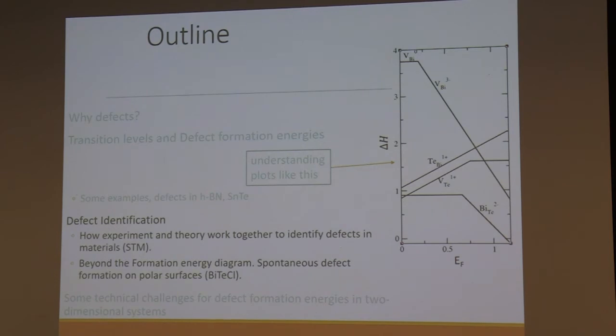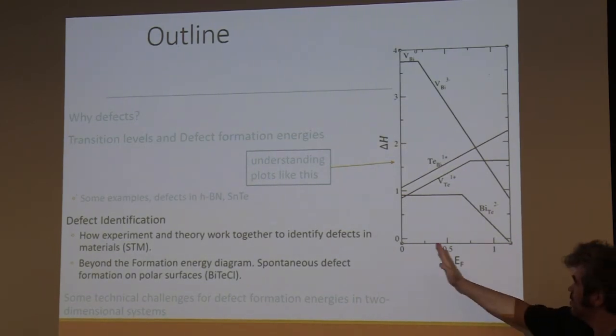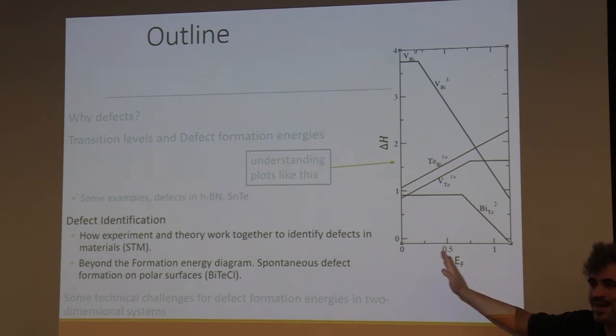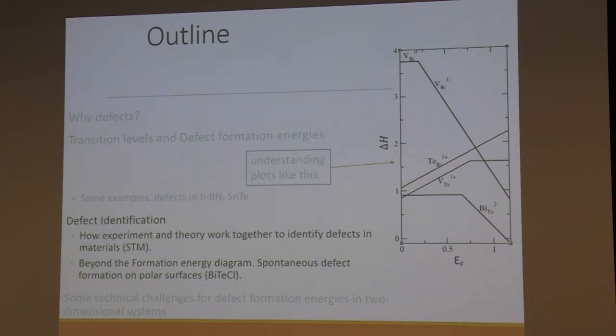What's that? What was that? Oh, bismuth and the tellurium. That's the lowest energy defect. But where's the Fermi energy going to wind up? Right. So to determine if there's going to be a lot of free carriers, we have to think about where the Fermi energy is going to wind up in this situation.